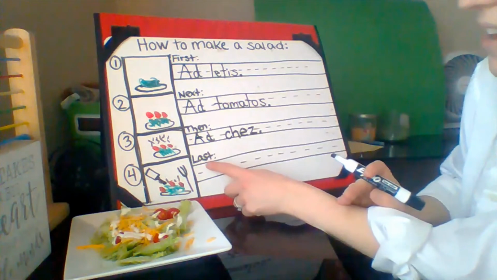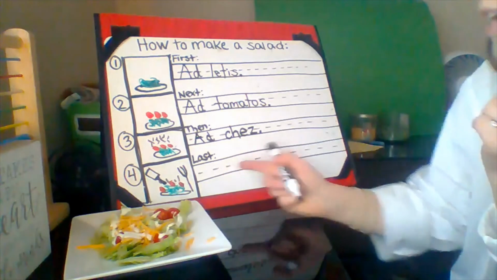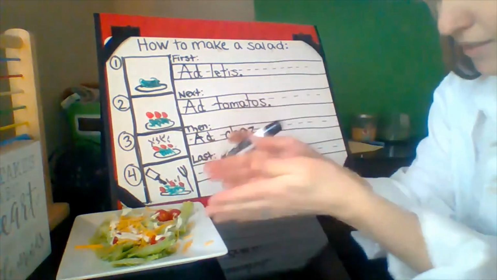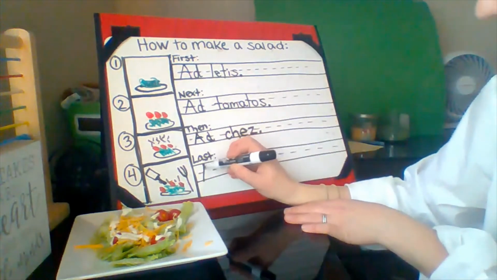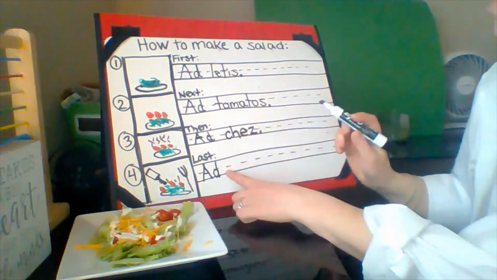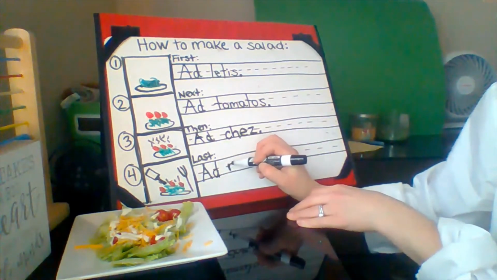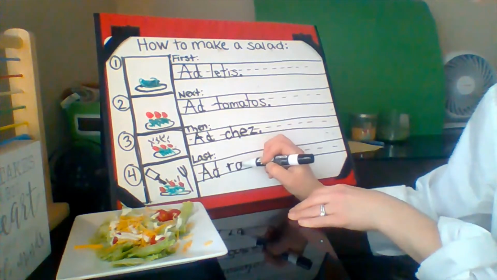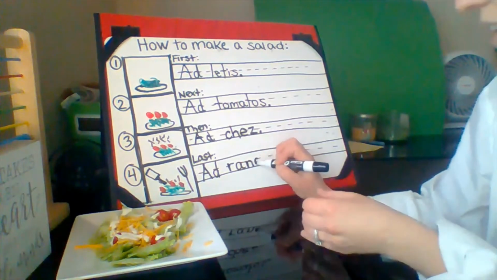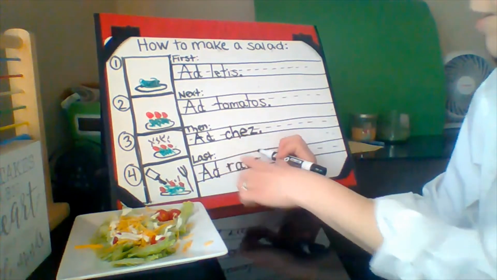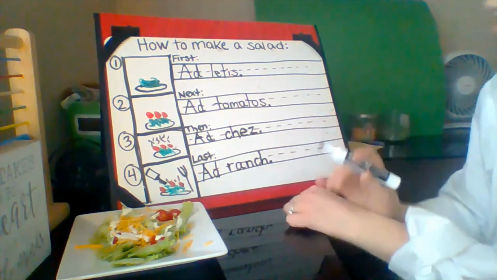Then the last thing. And my dressing was called ranch. So I don't want to say add dressing. My salad needs ranch dressing. So I'm going to write add ranch. Add, leave a space, and use my letter sounds. And hey, there's that digraph again. We just had a CH digraph. Now there's one at the end of the word ranch. And then put a period at the end to end my thought.